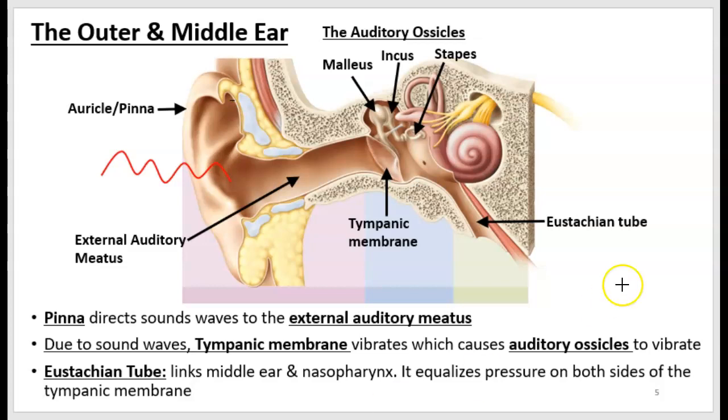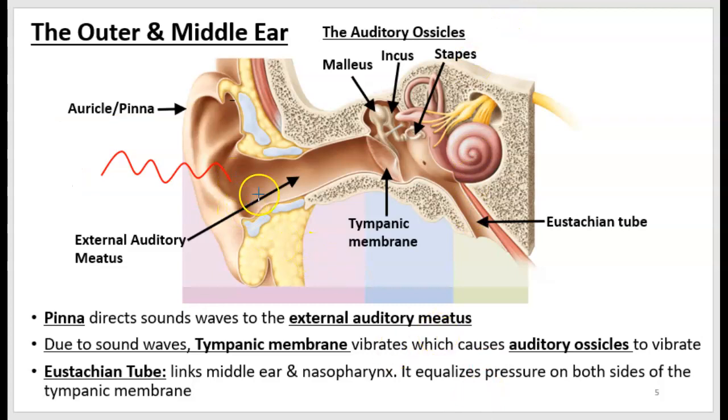Okay, let's just focus on the outer and the middle ear to begin with. And as I talk about the structures, I'm going to talk about their function a little bit as we go. So the auricle, or the pinna, whichever you wish to call it, helps direct sound waves to the external auditory meatus. And that red wiggly line that's already drawn on the slide is supposed to represent a sound wave.